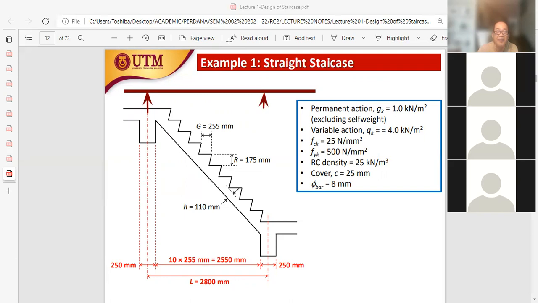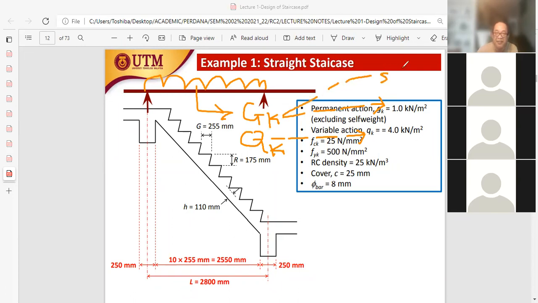Okay. Now the next stage is to obtain the loading. What would be the loading pada tangga di sini? And this is where we need to evaluate what is our GK and what is our QK. Of course, QK is given di sini. QK can be obtained directly daripada sini. This is our QK. Cuma GK ni, remember there are two components. One component is the finishes, and another component would be the self-weight component. So now we are trying to evaluate what would be the self-weight.